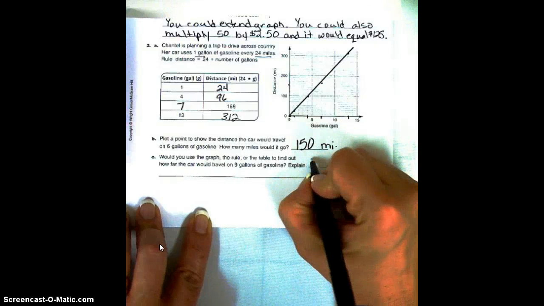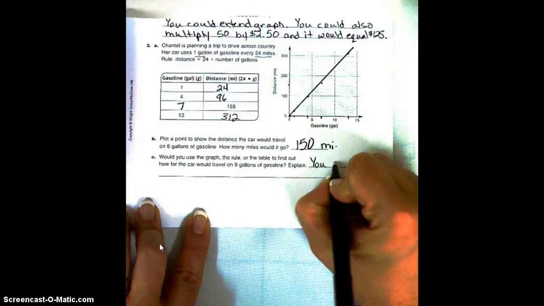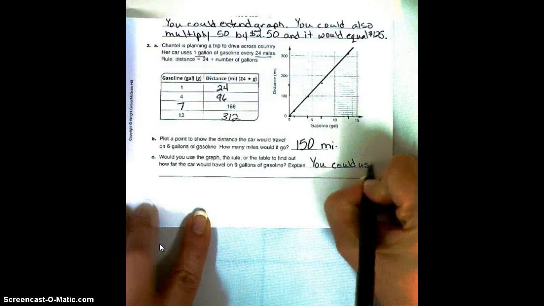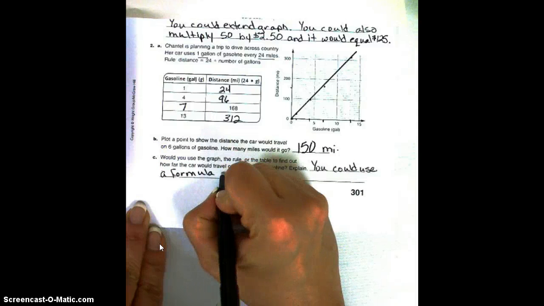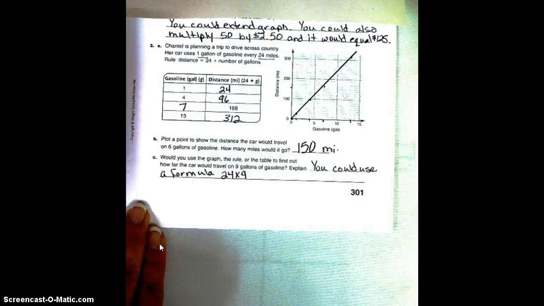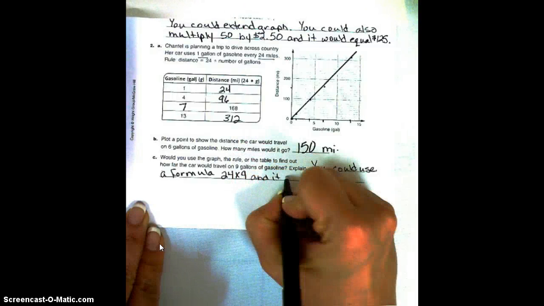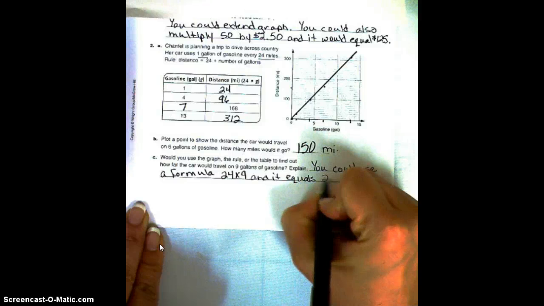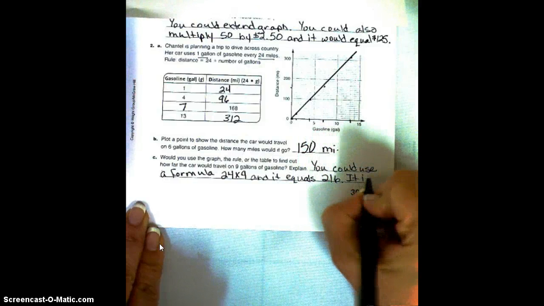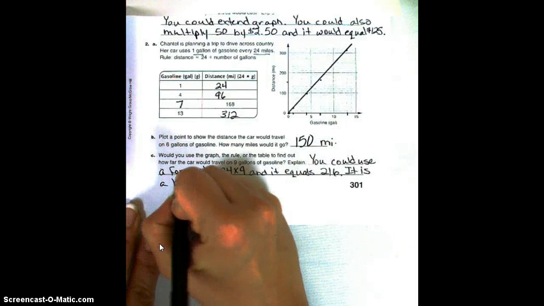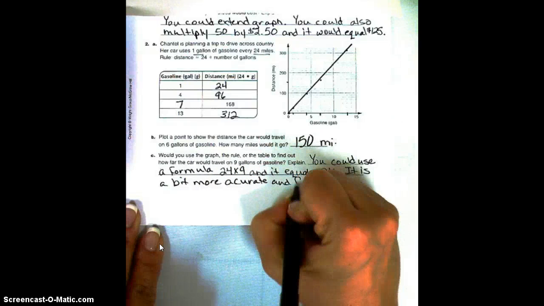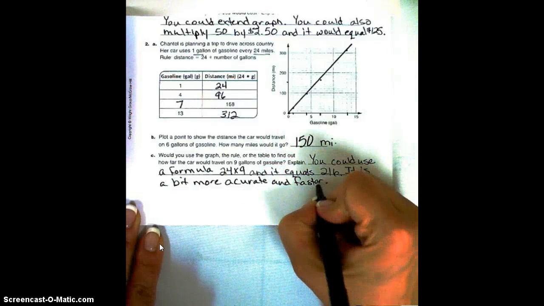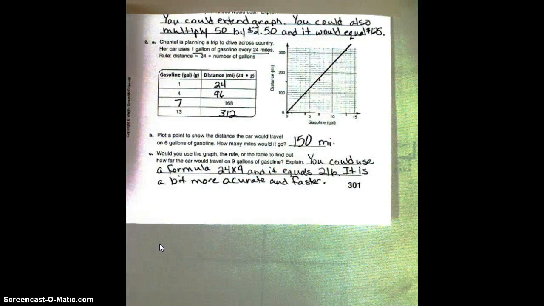So let's say we would use a formula, 24 times 9 for our answer. And it equals 216. It is a bit more accurate and faster. So now some might disagree on that one and might actually enjoy making that graph, but for me that's what I would say.